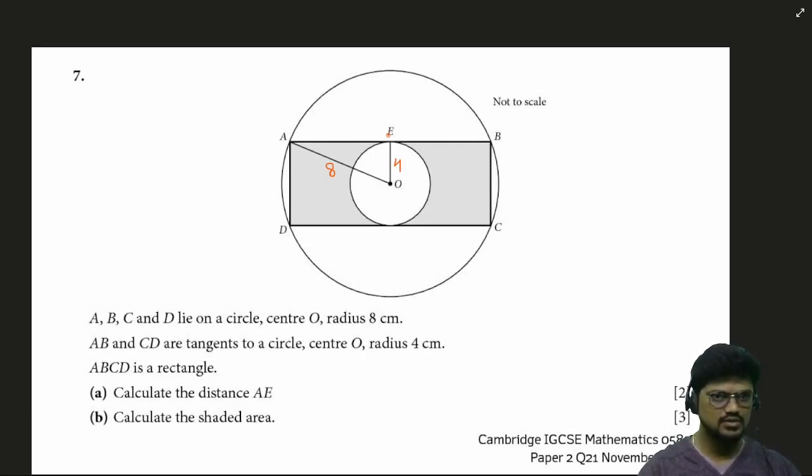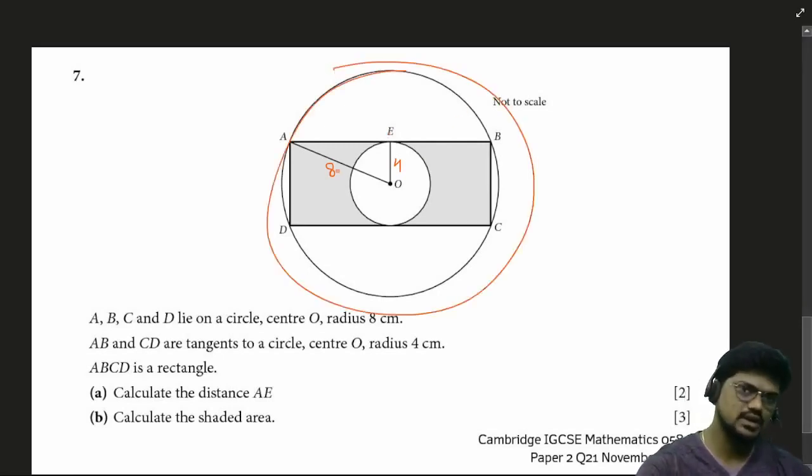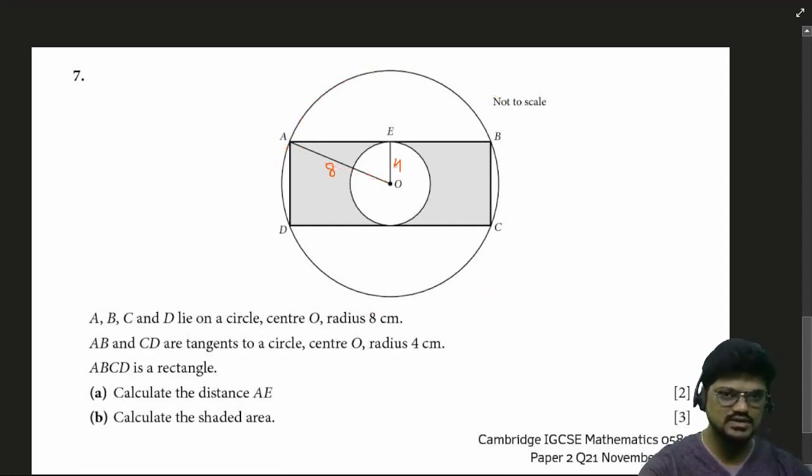Yes, sir, but how is OA 8? OA is 8 because the radius of the outer, bigger circle is 8. So OA has to be 8. Oh, okay. And this is the radius of the inner circle, no? Since it's a tangent, it will be a right angle. And by using Pythagoras, you'll get this length.